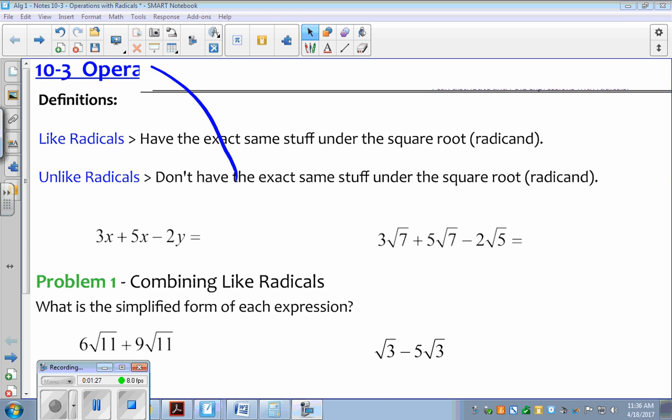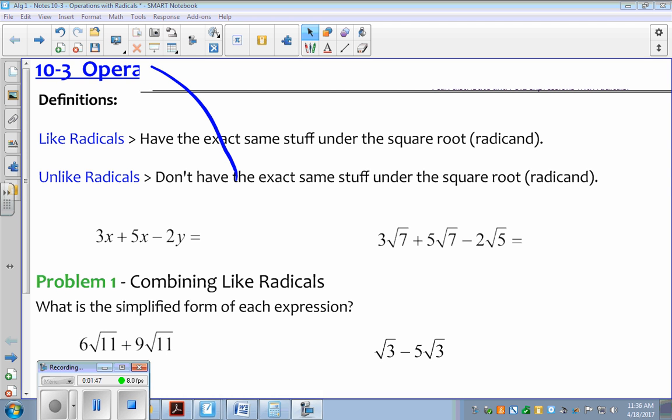All right, so unlike radicals don't have the exact same stuff under the square root, also known as the radicand. I find it ironic that we use the word stuff and the word radicand in the same sentence, a very technical term and a very untechnical term.